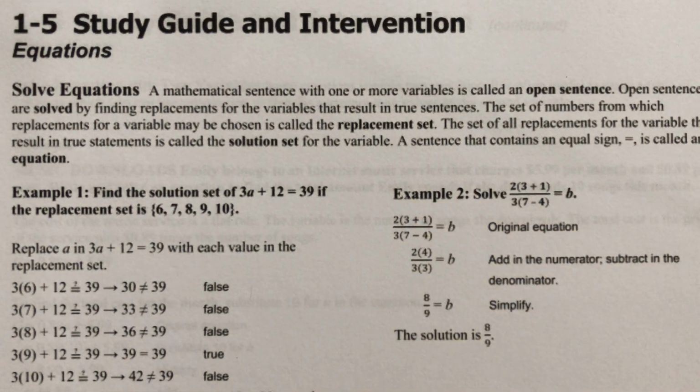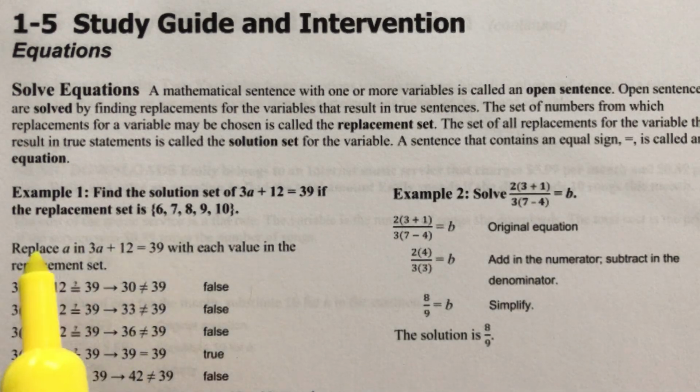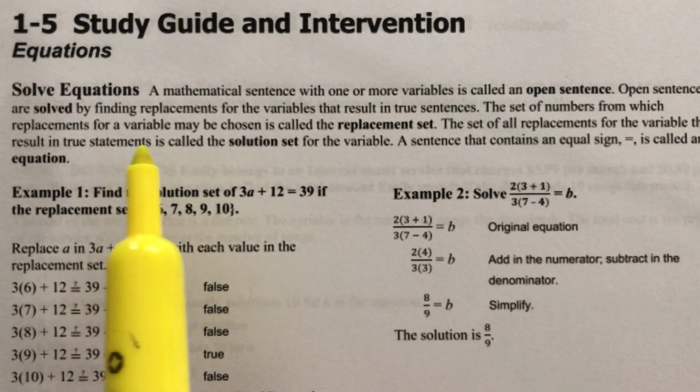So if we said 3x plus 4 equals 12, we don't know what x is, so we've got to figure out what that is, right? It's an unknown. And when we have an unknown in a sentence, it's not definitive. We don't know what goes in there. So it's called an open sentence until we figure out what x is, and then we have a solution.